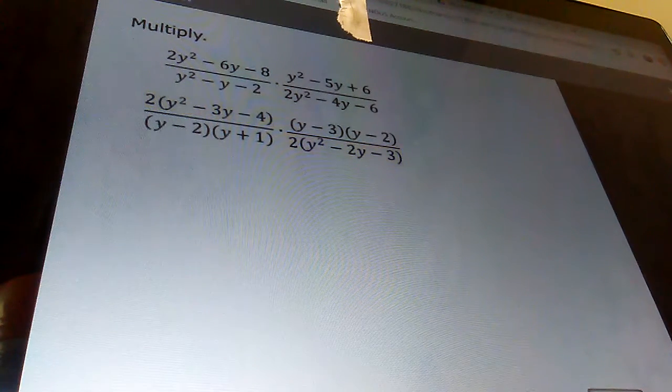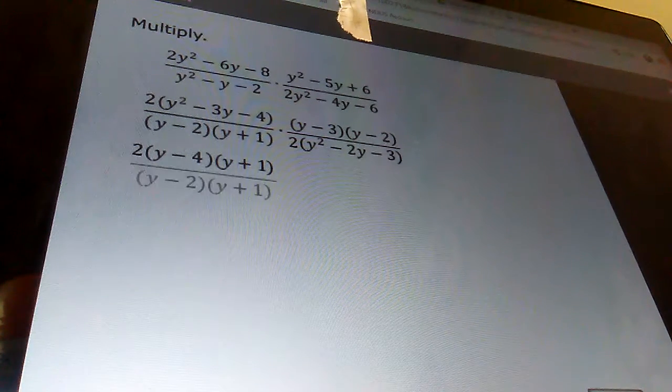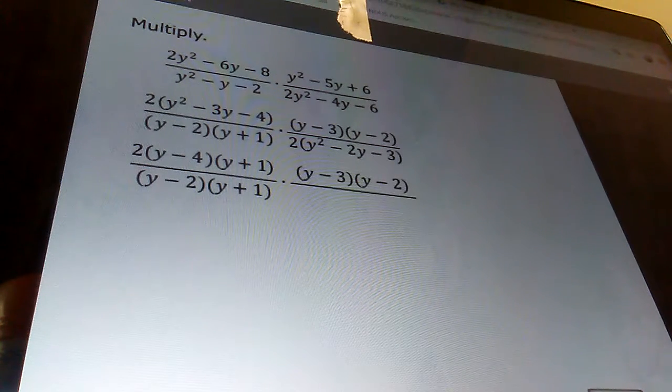We are going to factor the numerator of the first fraction. We will write in y and y because the leading coefficient is 1. Now we need to find two numbers with a product of -4 and a sum of -3. -4 and +1 add to -3, and they have a product of -4. Since the denominator is already in factored form, we'll just recopy it as y minus 2 and y plus 1. We will write the multiplication symbol and the numerator of the second fraction, since it is also in factored form, y minus 3 and y minus 2.